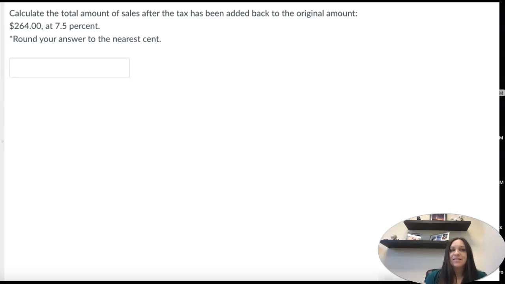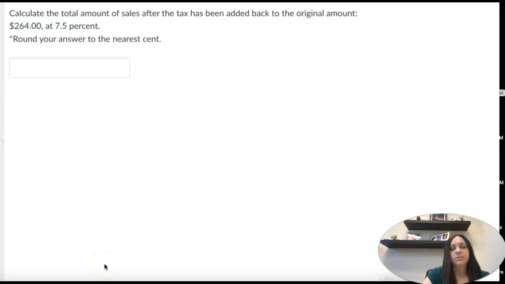Hi guys, this section is asking you to calculate sales tax. Different states, and even different counties in some states, have different percentages of sales tax. So when you go to the store and they say that costs $264, when you go to pay, it's not going to be $264 because you have to add on the sales tax.